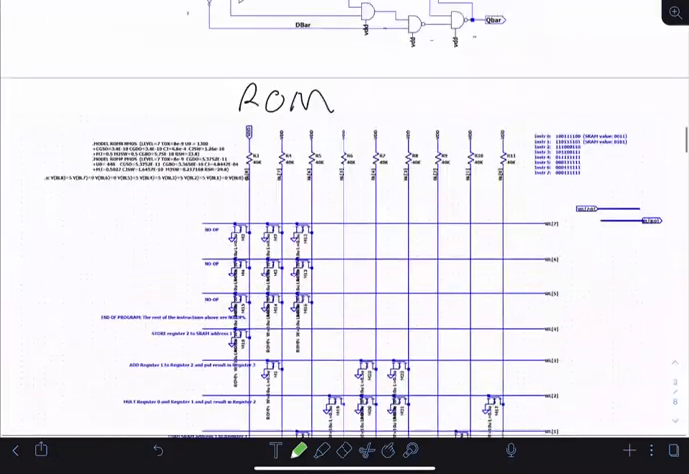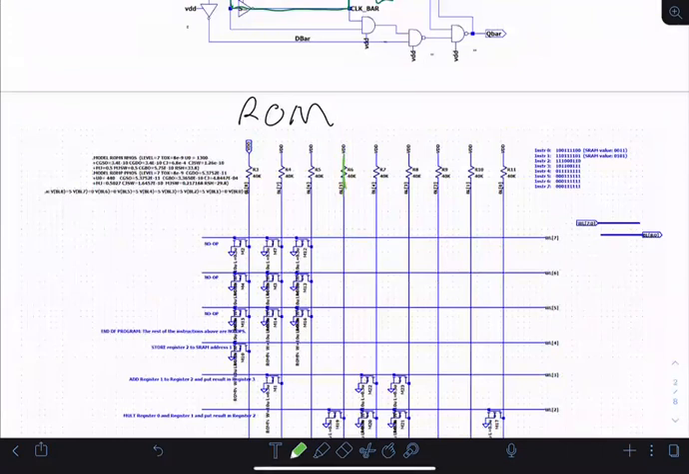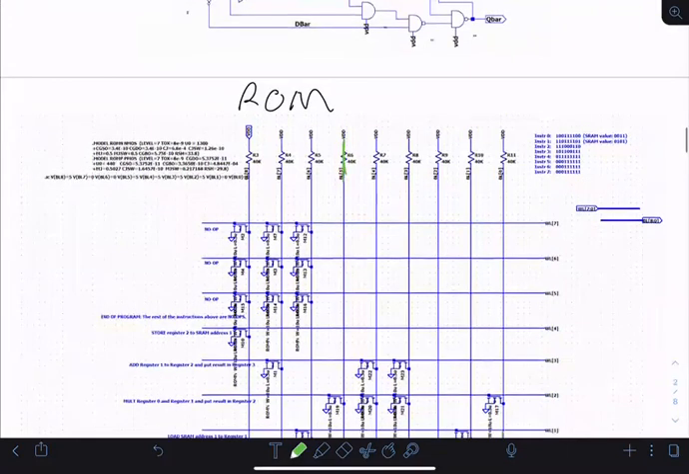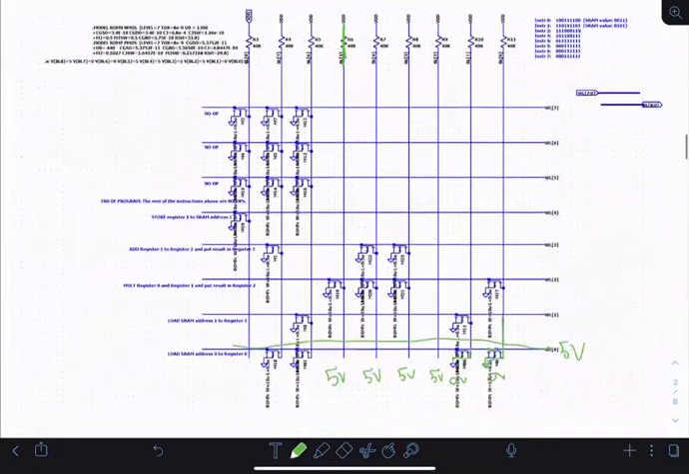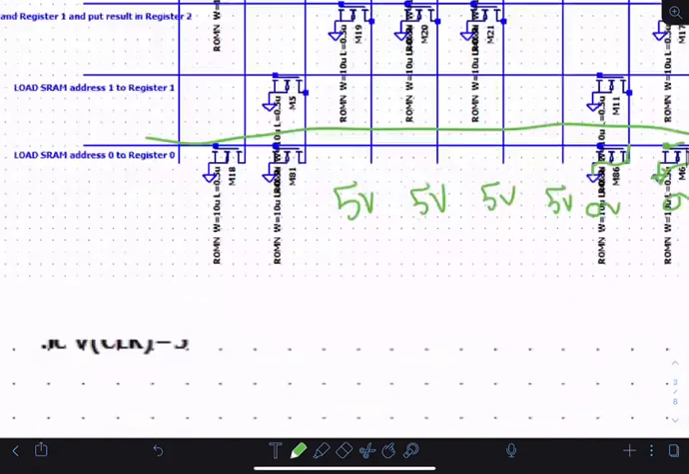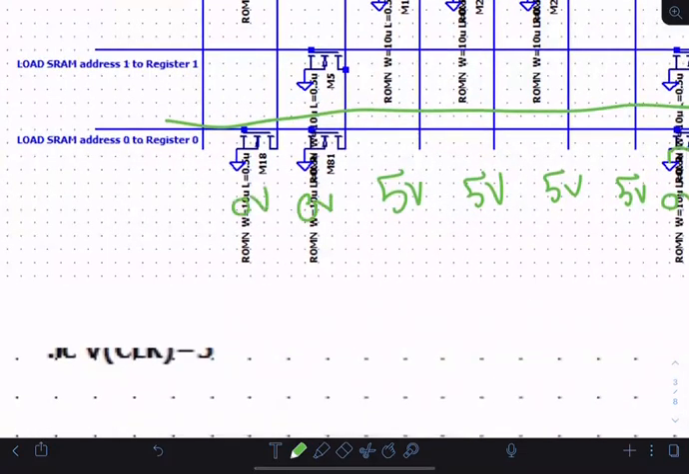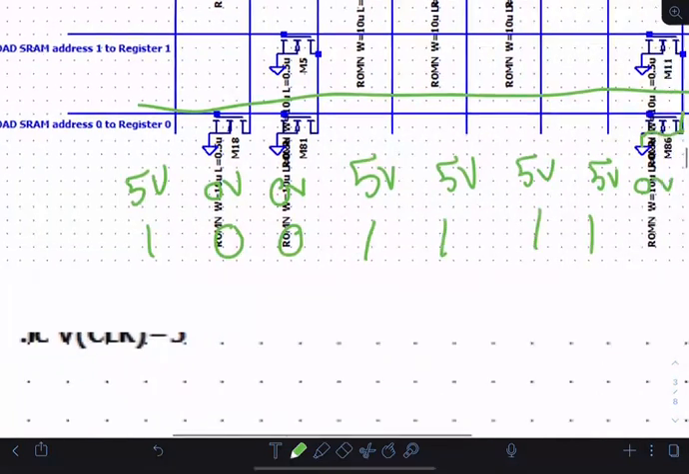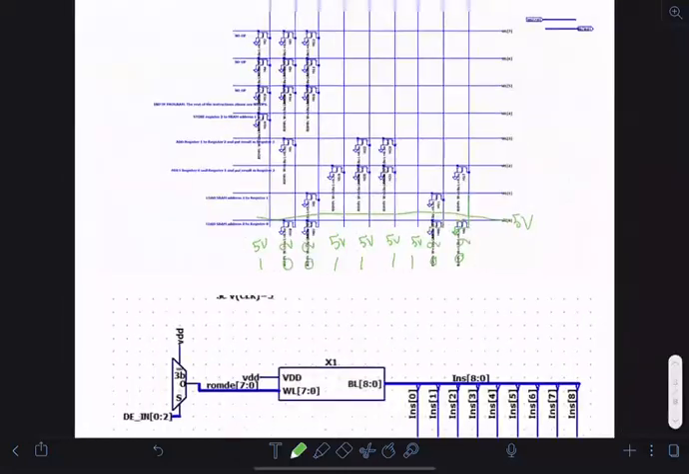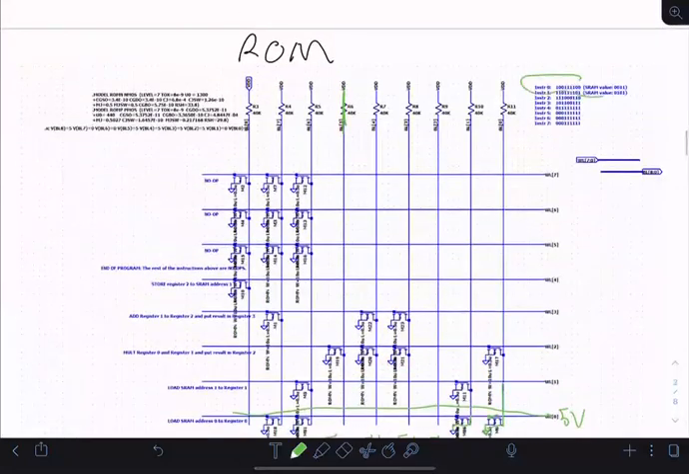But up here, it's tied to VDD. And since there's no path to ground, there's going to be no current through it. And so there's going to be no drop across the resistor. This is 0 volts, 0 volts, 5 volts, corresponding to a logical 1 0 0 1 1 1 0 0, which matches the instruction up here.